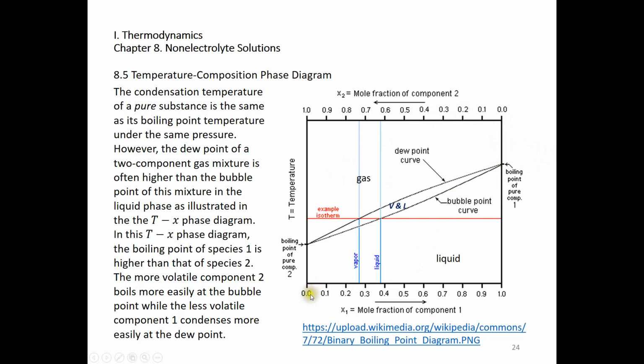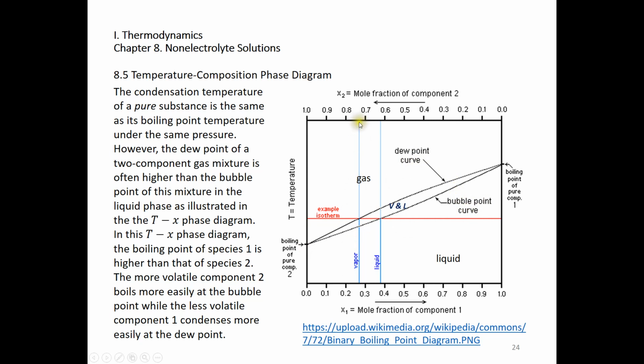And not only do we have 100% component 2 and 100% component 1, we have some other mole fractions between 0 and 1. So over here you see two curving lines. One is the dew point curve, one is the bubble point curve. Now let's analyze the vapor of these two components.